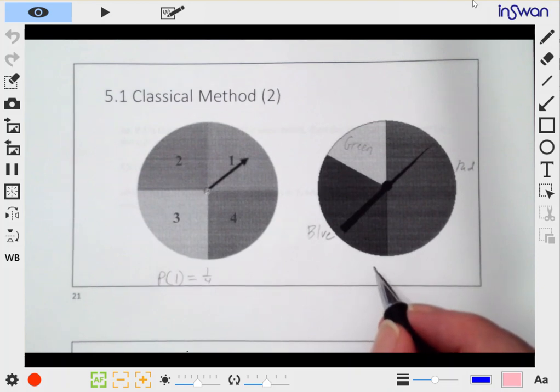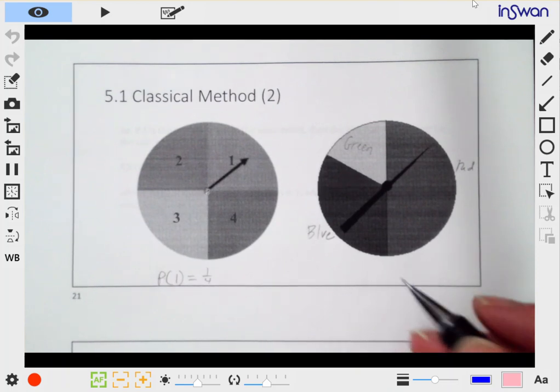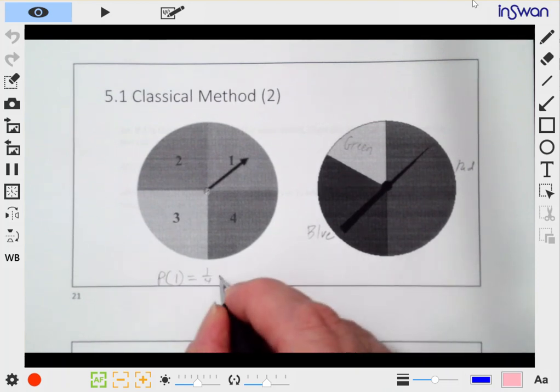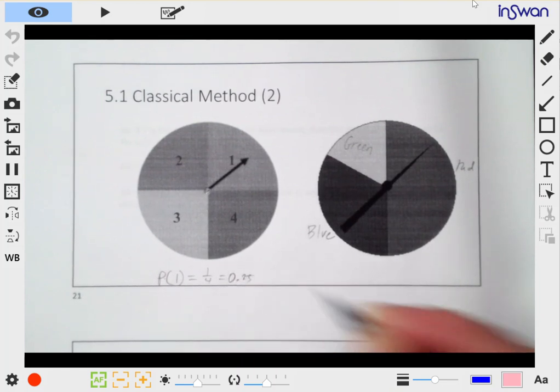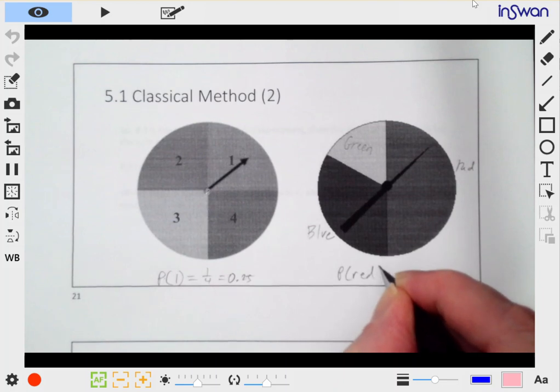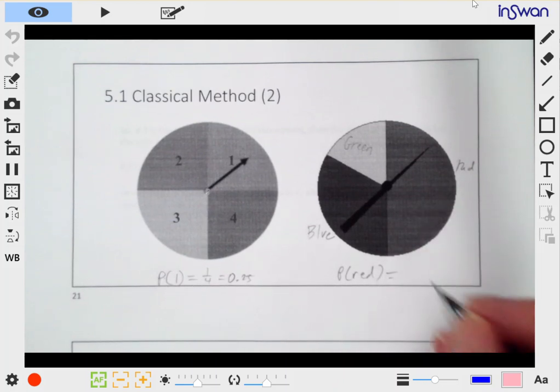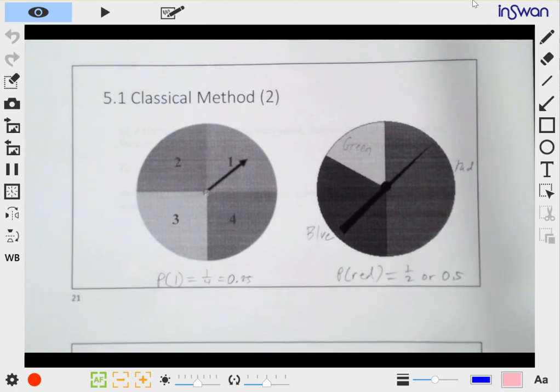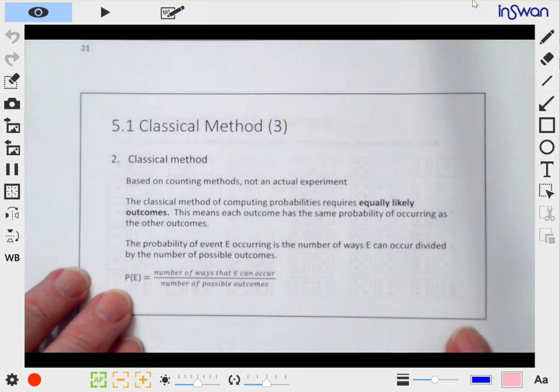So here, what would be the probability of getting red? By the way, this could be written as 2500ths. And so the probability of getting red, well, half the circle is red, so you could write it as 1/2 or 5/10. So those are examples of the classical method. Let's look at another slide on the classical method.